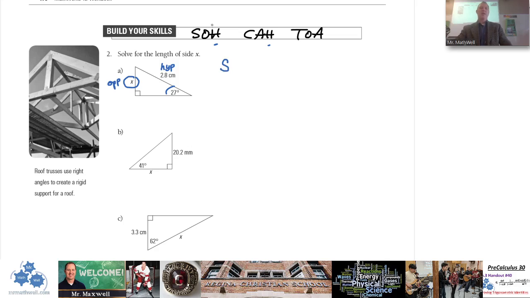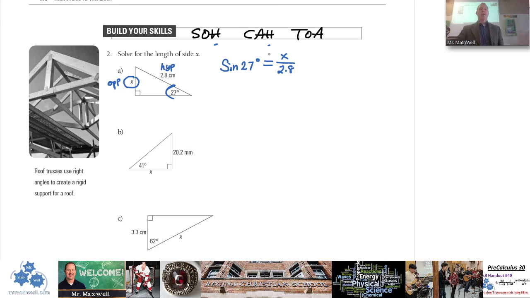So what does that look like? Well, sine of the angle, make sure you put the angle in there. Sine of 27 has to equal the opposite side, which is unknown value x, divided by hypotenuse, or 2.8. Okay? So always start off with the equation. Write out the equation just like that. Don't skip any steps, okay?